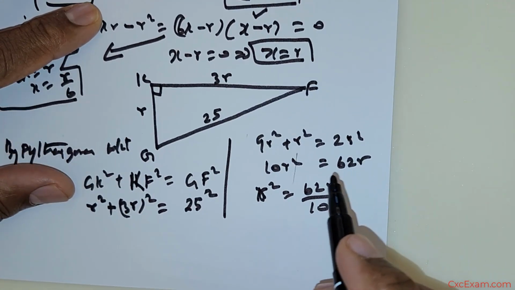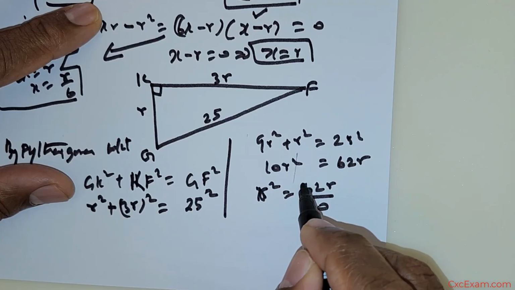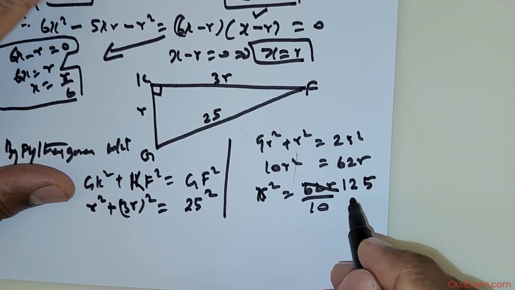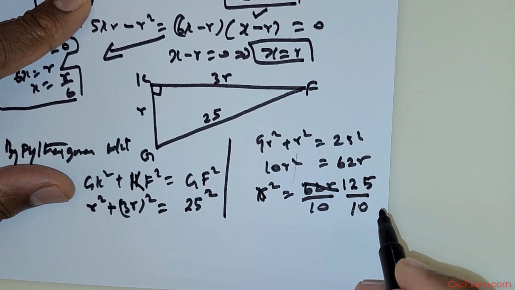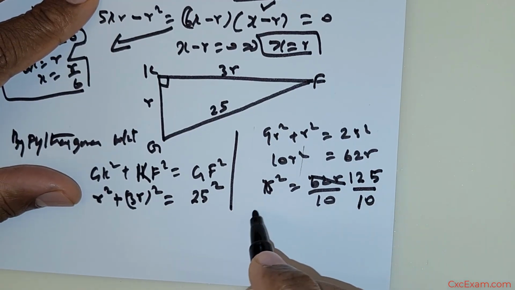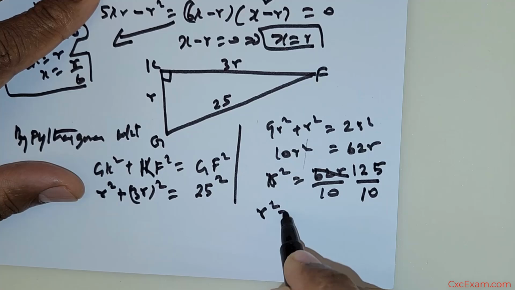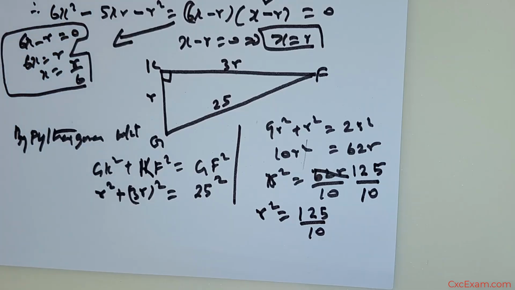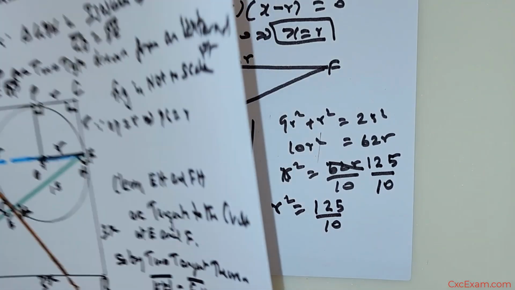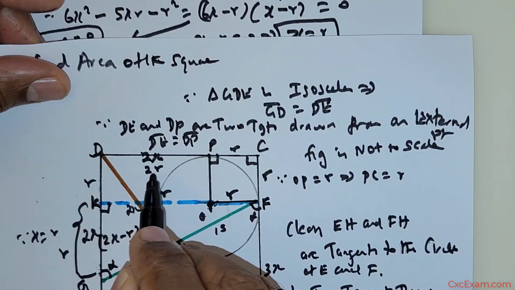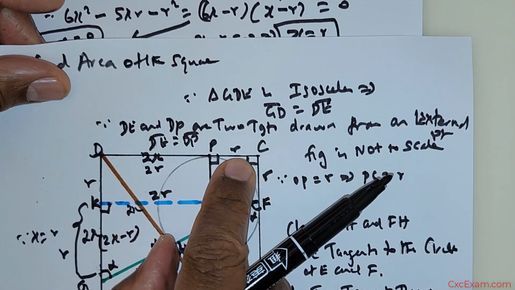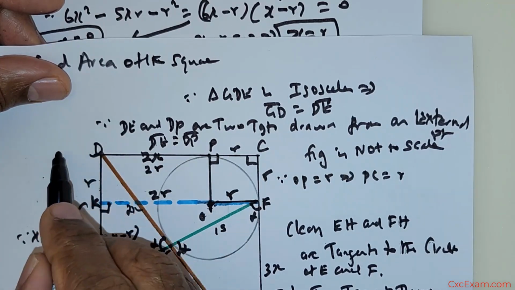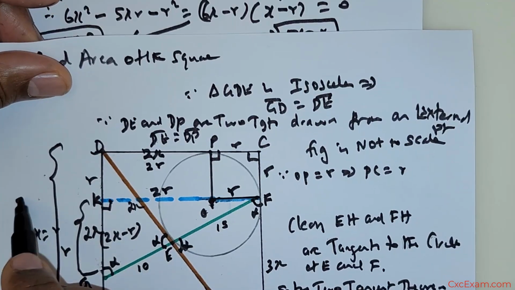Is it not? So 5 divides here how many times? 5 into 25 is 5, 5 into 12 is 2, 5 into 25 is 5. So 625 divided by 5 is 125, divided by 10. Now this is r², so I keep it like this. So r² is equal to 125 divided by 10. Okay, I'm going to keep it like that. Now what is this entire length? This entire length is 2r, and this is r, so 2r plus r is 3r. So the side of the square is 3r units.